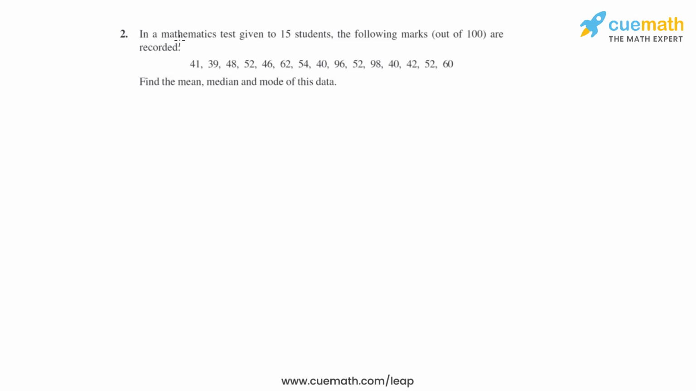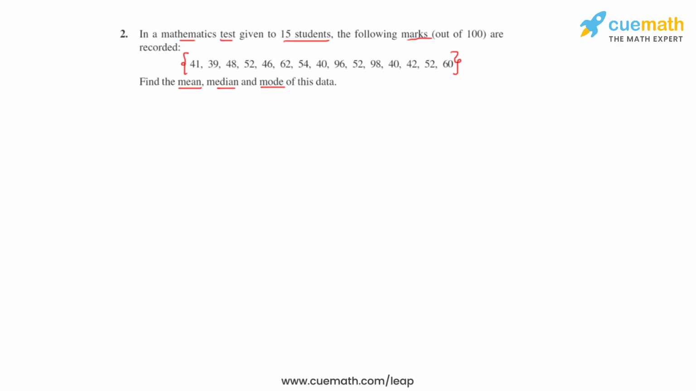Question number 2 says that in a mathematics test given to 15 students, the following marks out of 100 are recorded. So these are the marks of 15 students who had given the test. We have to find the mean, median and mode of this data.